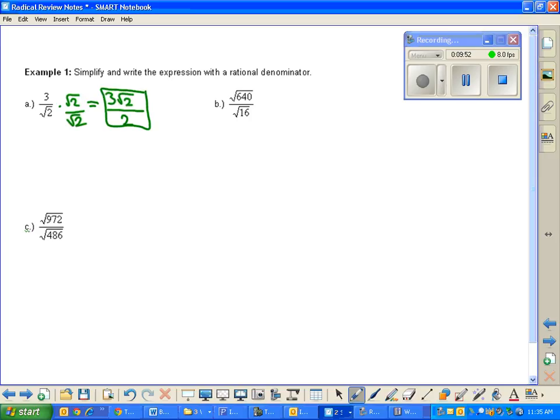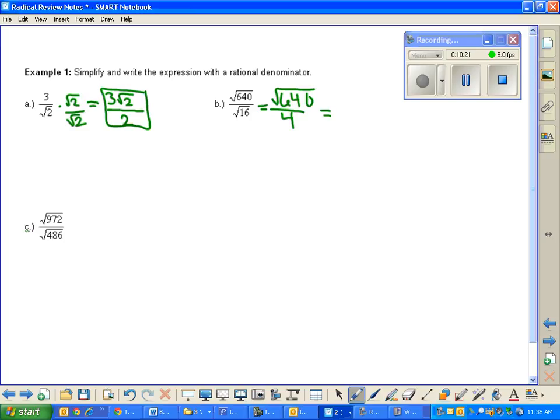I could multiply top and bottom by the square root of 16. Could I not? Wouldn't that work? But what do you notice? Yeah, square root of 16, we know that. That's a number. That is 4. We do not need to do all that extra math if we see something like that. Square root of 640 over 4.